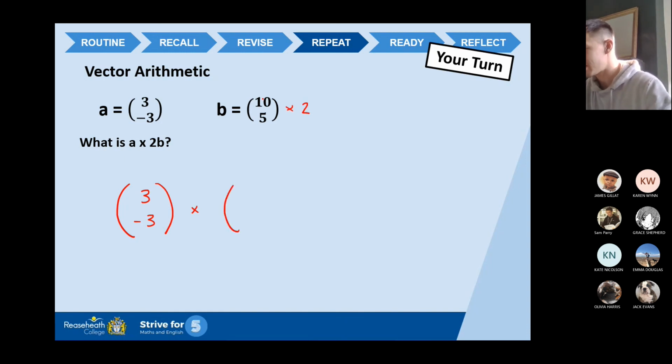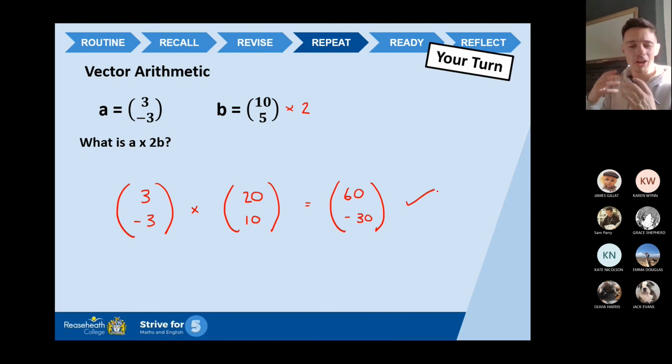I'm going to do it directly below. So 10 times 2 is 20. 5 times 2 is 10. Are you ready for this? 3 times 20 is 60. Minus 3 times 10 is minus 30. So quite large vectors there in the end because we're timesing them, but the numbers are quite nice to work with. And if you're struggling with negative numbers, use your calculator. Type in minus 3 times 10 and you'll get your minus 30.